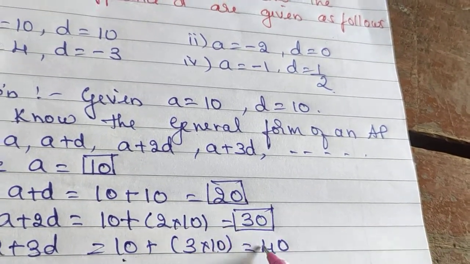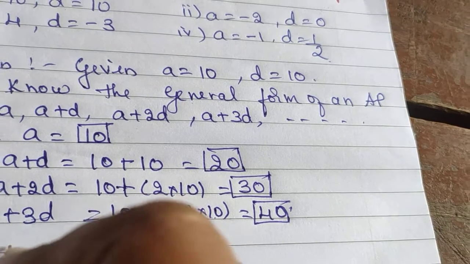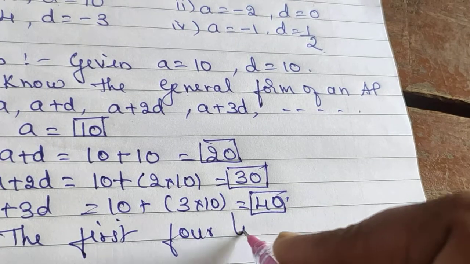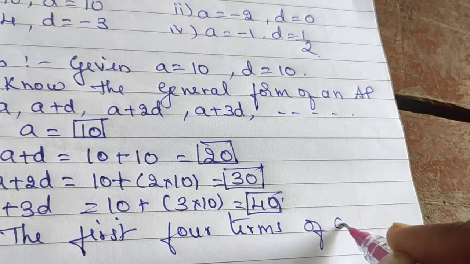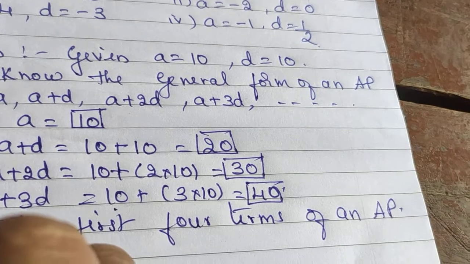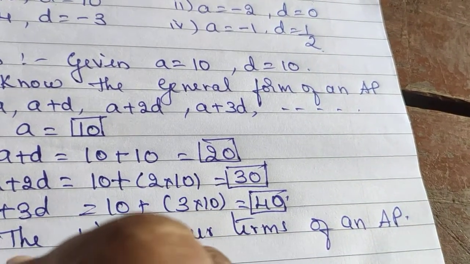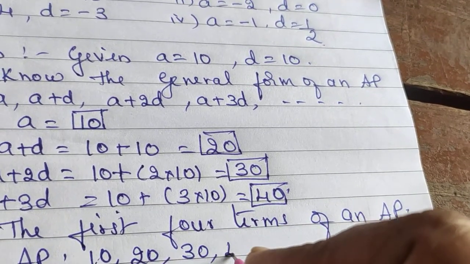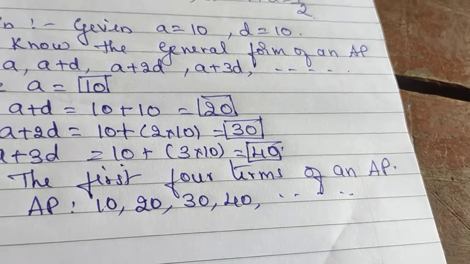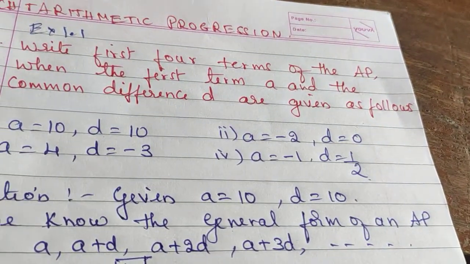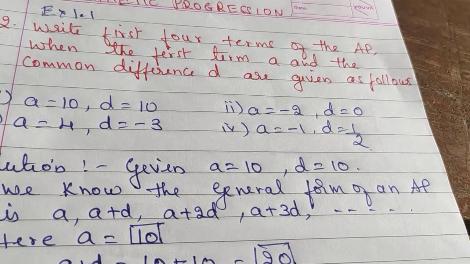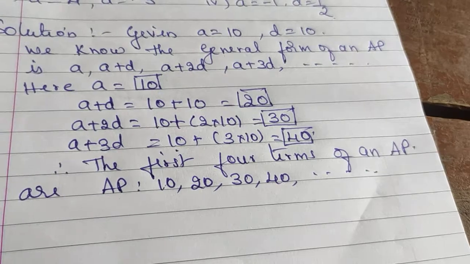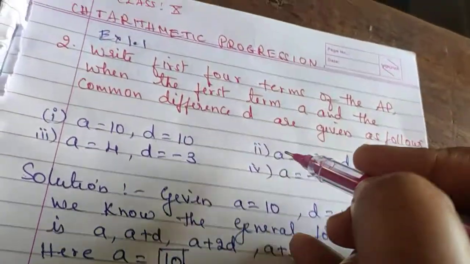So what are the first 4 terms? Therefore, the first 4 terms of the AP are 10, 20, 30, 40, and so on. They asked you to find the first 4 terms, and they had given you the first term and the common difference. So you found the first 4 terms of an AP. Now let us move to the next question here.